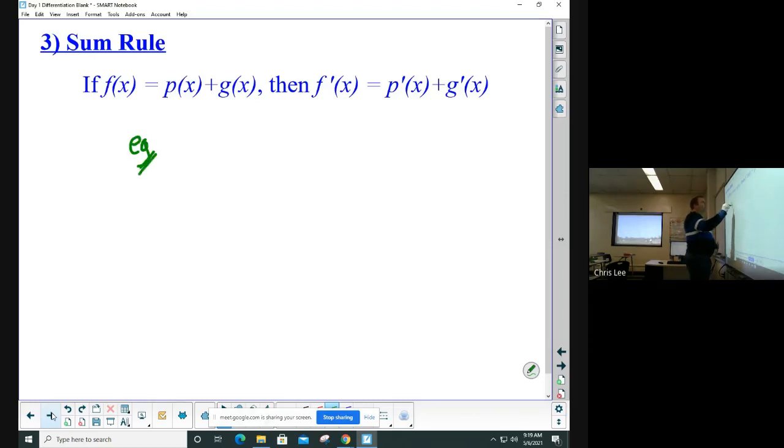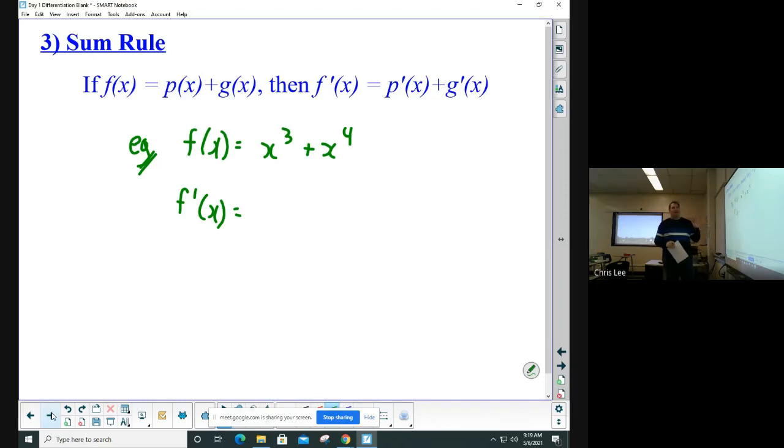So here's an example. This function is clearly a combination of x cubed plus x to the power of 4, a cubic and a quartic. So if we're taking the derivative, the sum rule says that we can take the derivative of the first one and add it to the derivative of the second one. So the derivative of x cubed. Brenna, what's the derivative of x cubed?